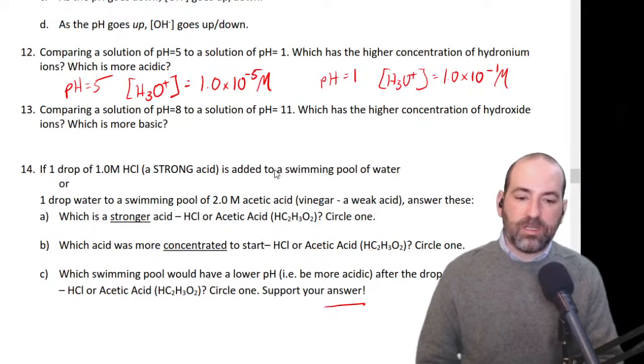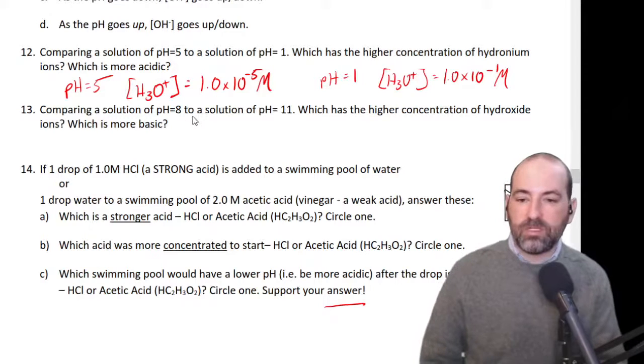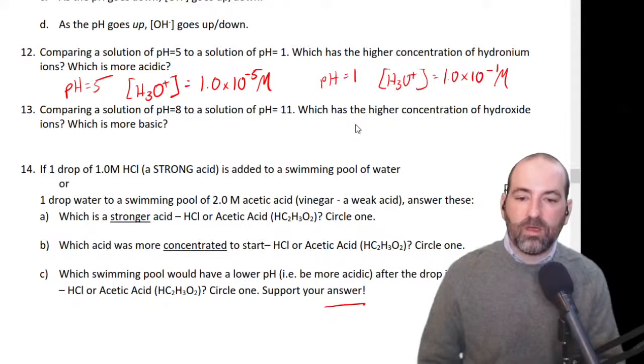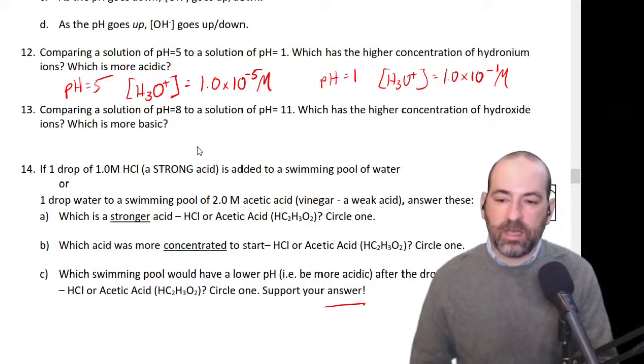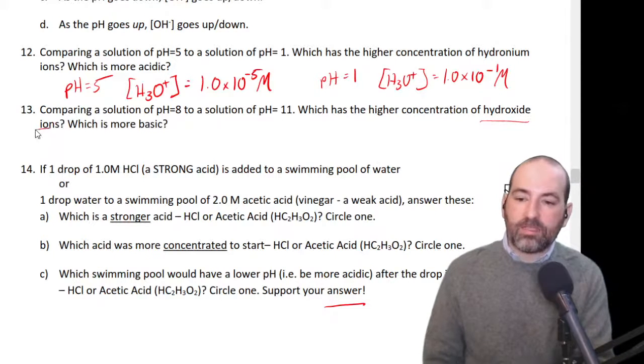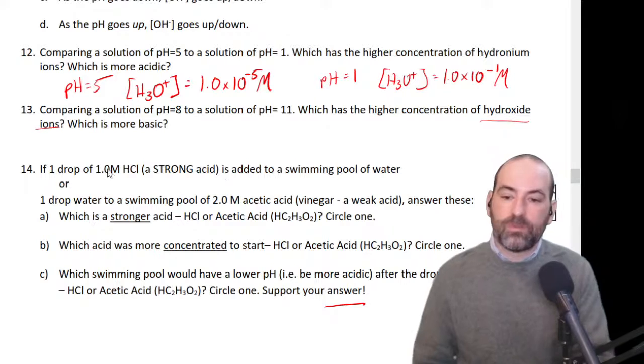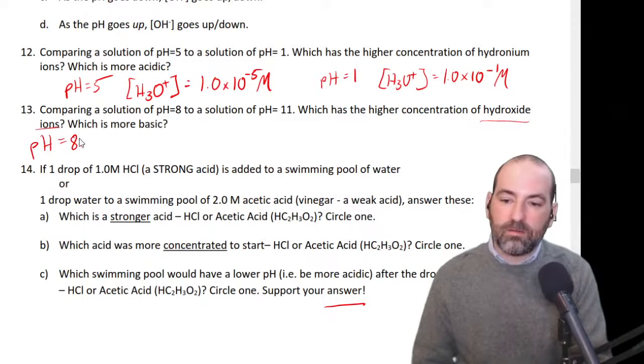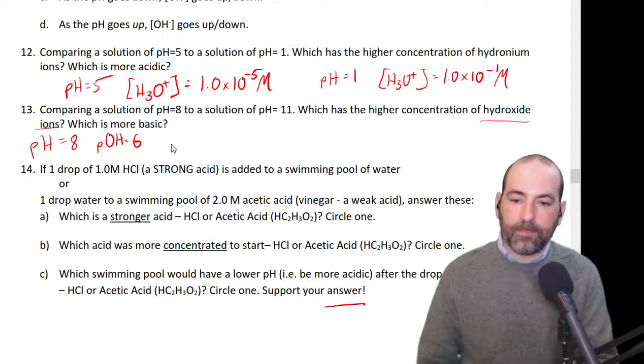The next question is the opposite. Comparing a solution of pH equals 8 to a solution of pH equals 11, which has the higher concentration of hydroxide ions and which is more basic? Now, in this case, since we're asking about the hydroxide ions, we're going to look at the opposite. So if the pH equals 8, then the pOH equals 6, because they have to add to 14. And that means the hydroxide concentration is 1 times 10 to the minus 6.